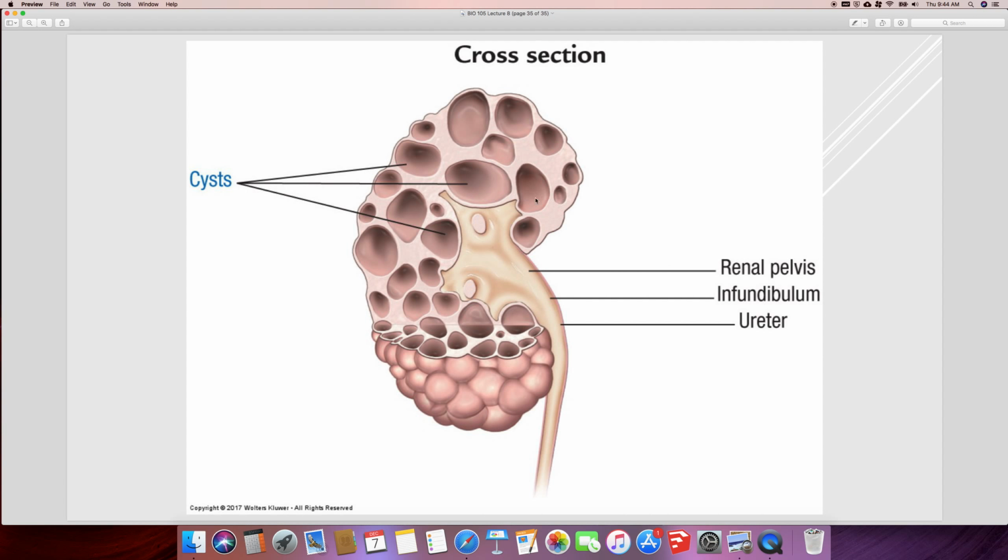So this is just showing a polycystic kidney. You'll see these cysts on the outside, but if you were to cut the kidney in cross-section, you would also see them inside. And you can just see how this would replace functional tissue. And these kidneys will typically be quite a bit larger than a normal kidney.